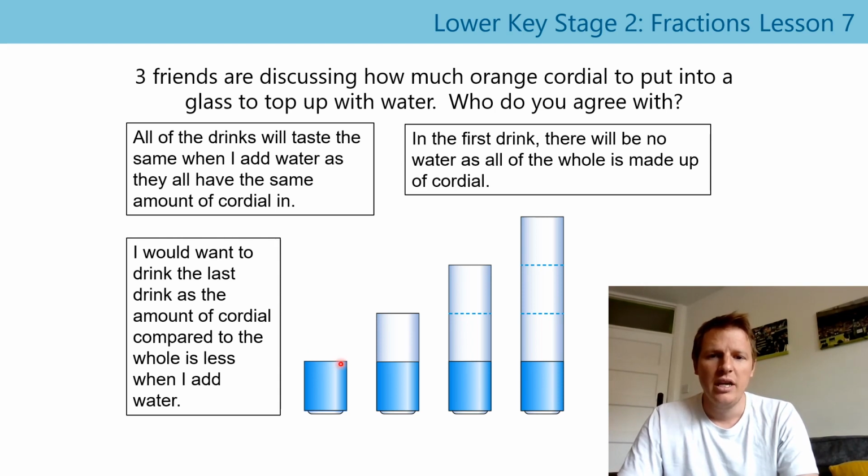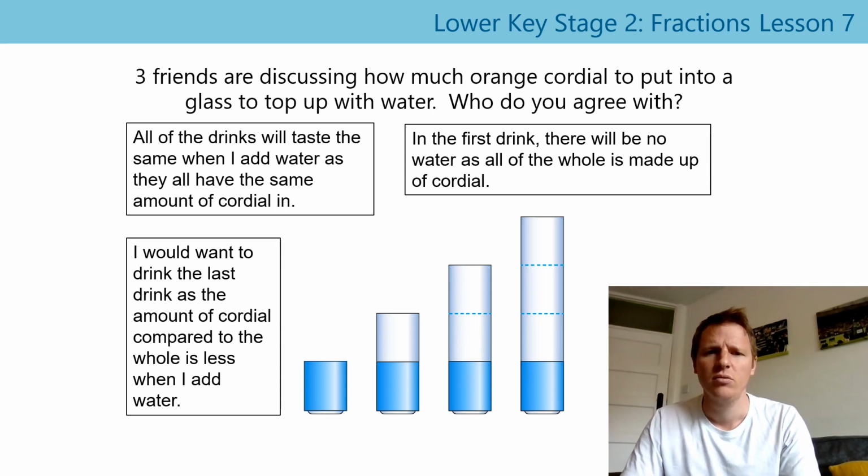This one is a smaller relation to the whole, because one part is cordial and now there are two parts that are water, and this one is smaller still. This would be weaker if it was a drink, because there is one part that is cordial, and this time there are three parts that are water.